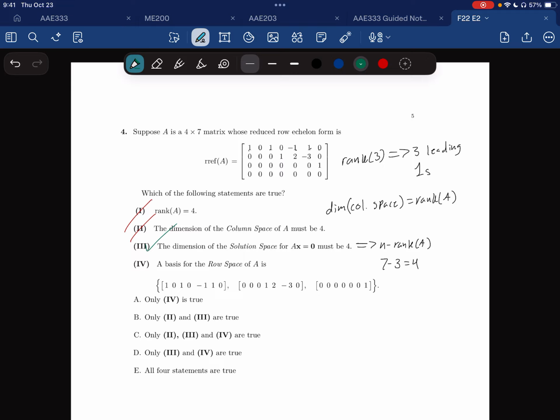Basis for our row space of A is that. This one is pretty easy. All you have to do is see if these vectors match up with the vectors that the pivot positions are in. The pivot positions are in columns 1, 2, and 3, and these are the vectors you get. So this is also true. So solutions 3 and 4 are true. So therefore D is your correct answer.